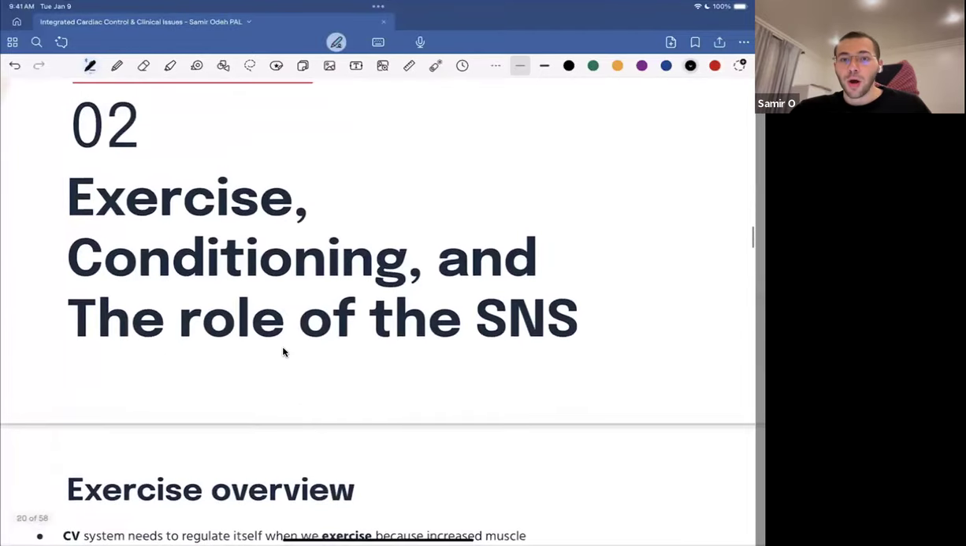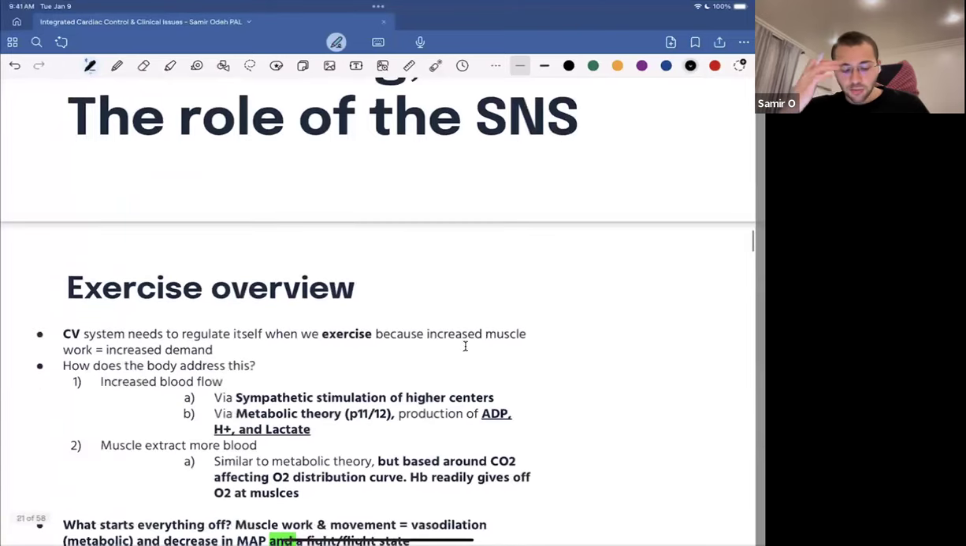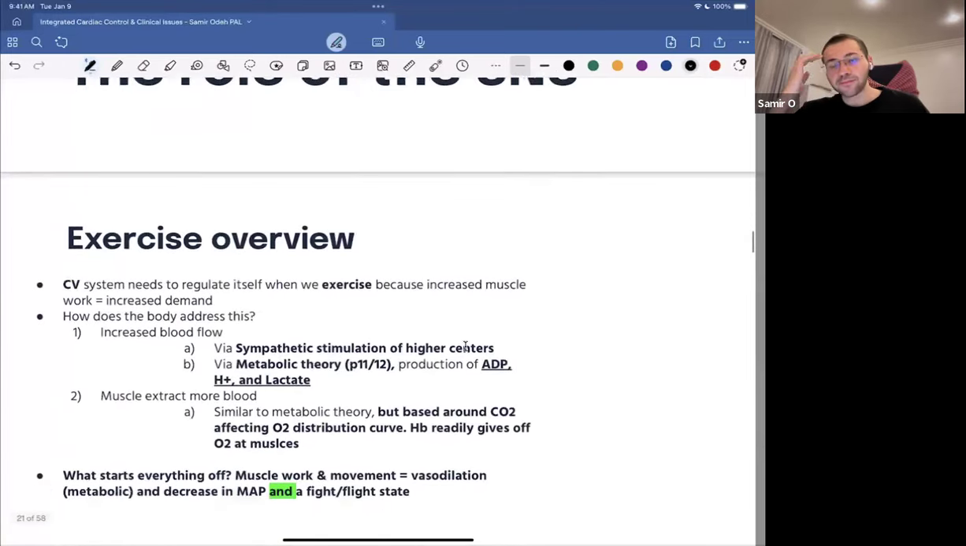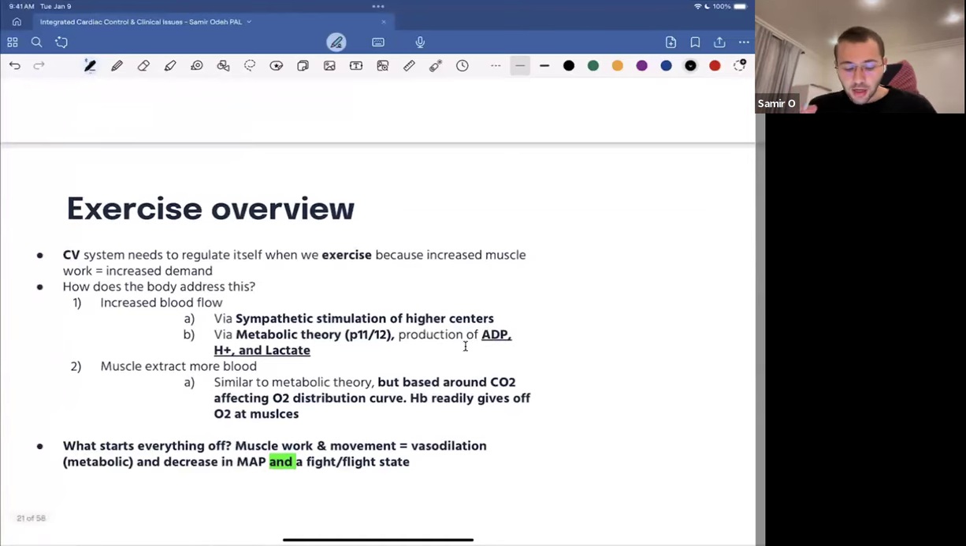So our next part is regarding exercise and conditioning. So essentially what exercise is, it's repeated regulated movements. And when we exercise, the cardiovascular system needs to regulate itself in order to maintain the blood flow to the muscles that are working. Because if those muscles are working so hard and they're not receiving enough blood, or the blood coming out of those muscles is not being pushed out fast enough, they're going to hurt themselves, whether through acidosis or a million different things.